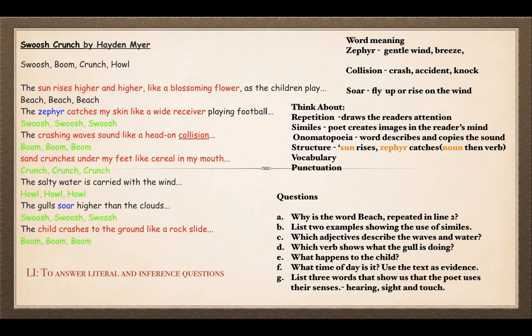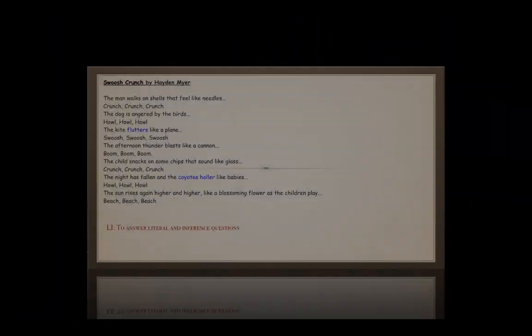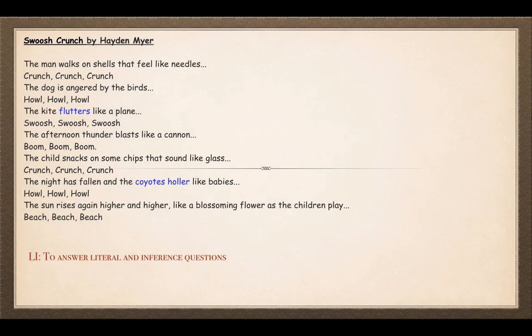Okay, once again, use the pause button if you need to. I'm going to continue with the lesson. So remember, use the text to help you. You need evidence to support your answers. So I'm going to move on to part 2 of the lesson.